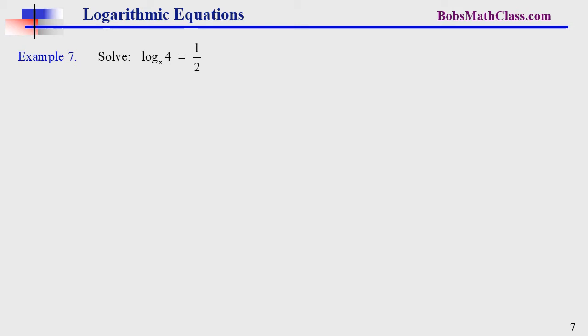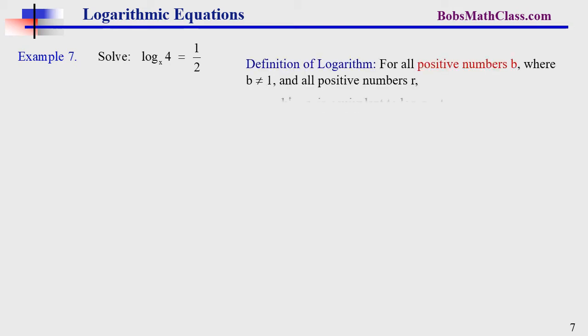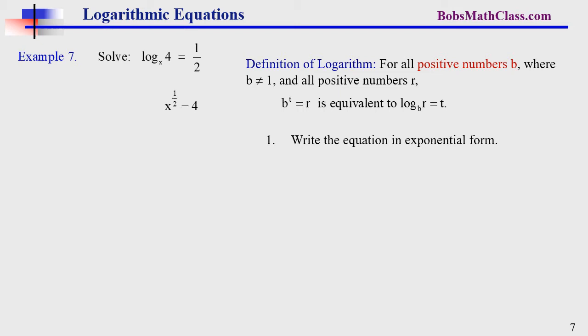All right, next example. Oh, this time, where is the variable located? The variable is located where the base is. So keep in mind that the base must be positive. Right? If we look at the definition, it says for all positive numbers b. I know when we're reading this, it's kind of hard, like, what does that all mean? But b means it has to be a positive value. Okay, let's change it to exponential form. X to the 1/2 equals 4.